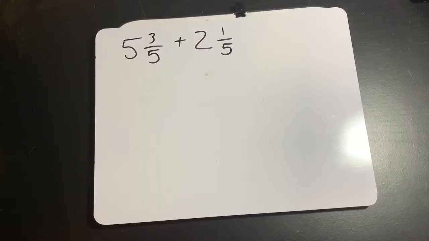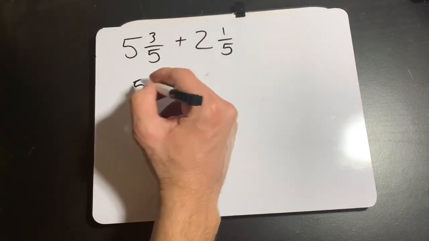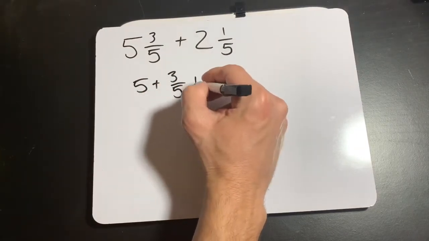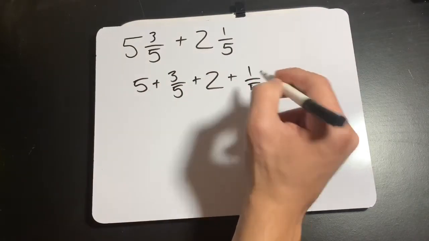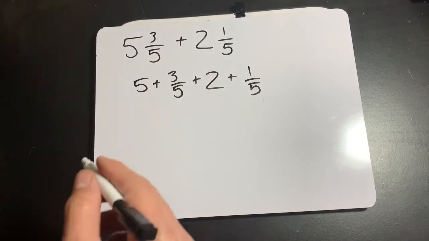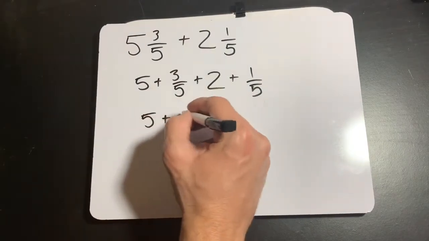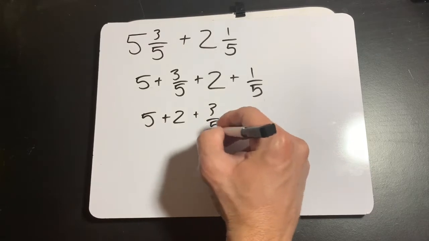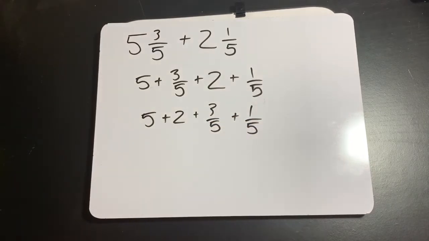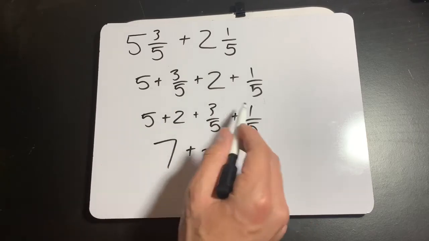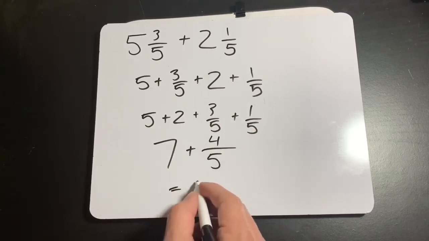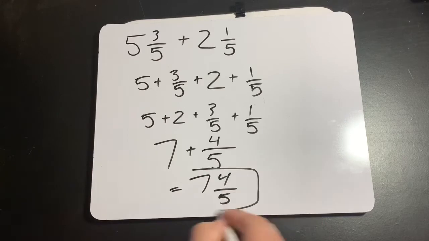Next, I want to add 5 3/5 plus 2 1/5. So I separate them. Now I use the commutative property of addition to put the numbers in an easier position for me to add. Because 5 plus 2 is 7, and 3/5 plus 1/5 is 4/5. Pretty simple.